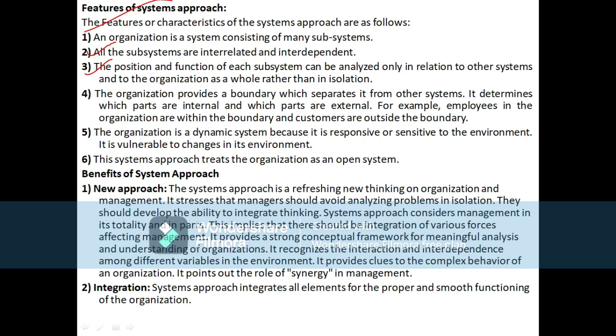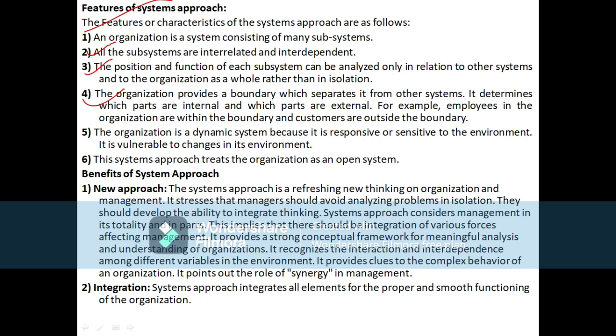Okay, so here clearly they can analyze the positions and the functions of each subsystem, but they are analyzed in relation to other systems, in relation to the organization as a whole, because here subsystems are interdependent and interrelated. Their positions and functioning will be clearly explained according to the relations maintained in the organization. Then the organization provides a boundary which separates it from the other systems.